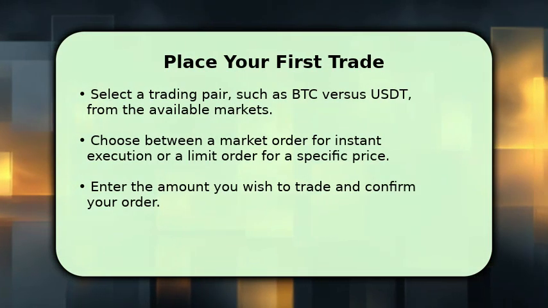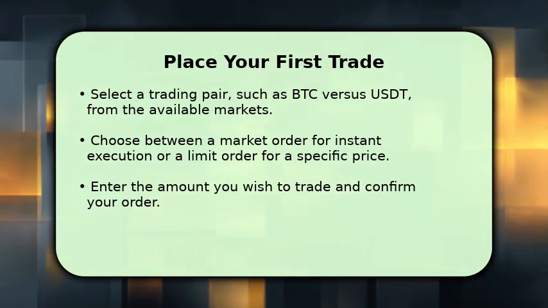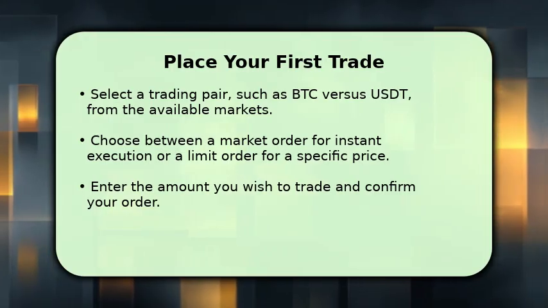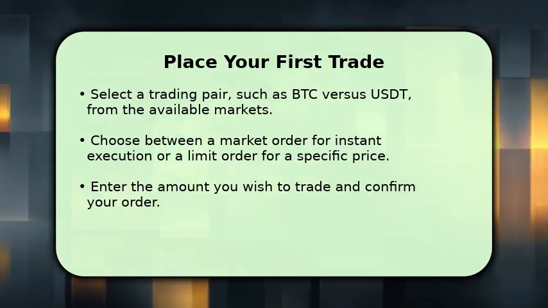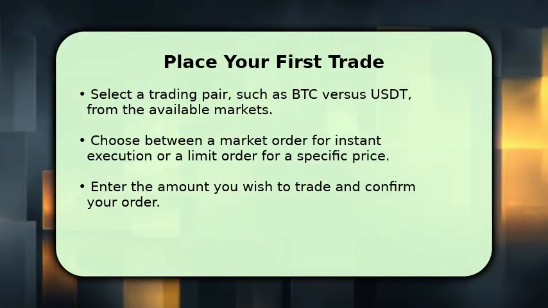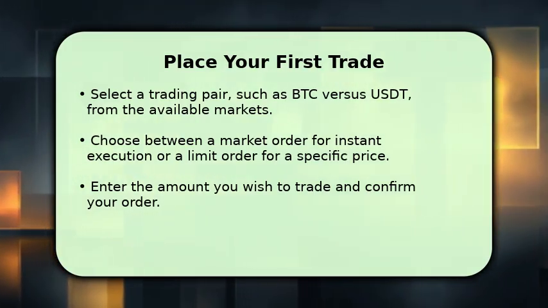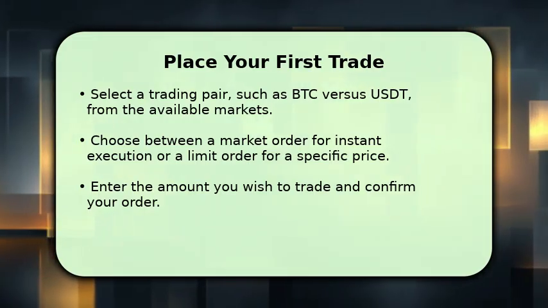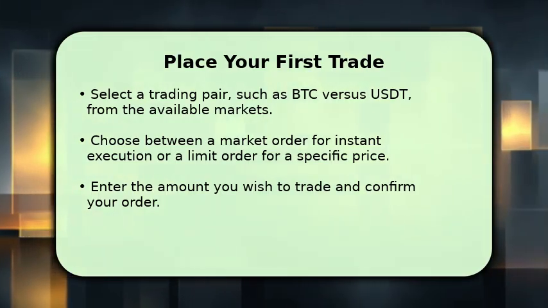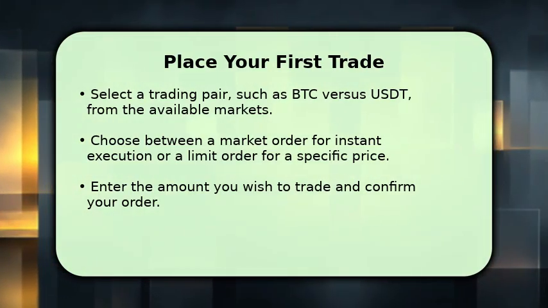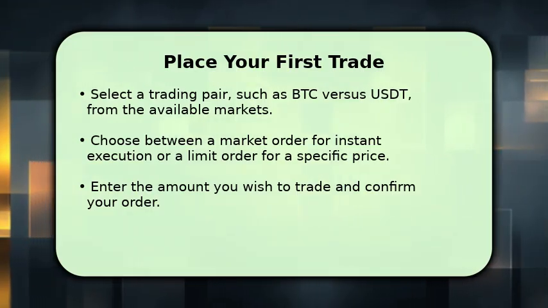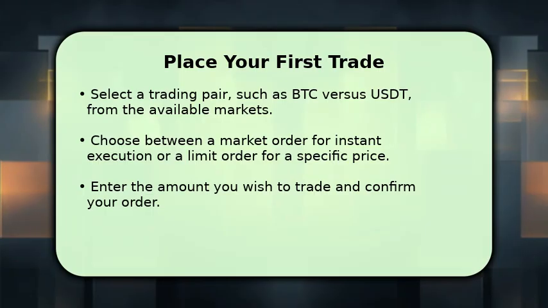With funds in your account, you're ready to trade. Navigate to the trading interface and select your desired trading pair, for example, Bitcoin versus USD. You'll then choose an order type. A market order executes instantly at the current price, while a limit order allows you to set a specific price for your trade to be fulfilled. Enter the amount of crypto you want to buy or sell, review the details, and confirm your order. Congratulations, you've made your first trade.